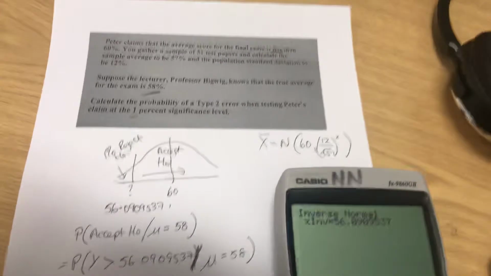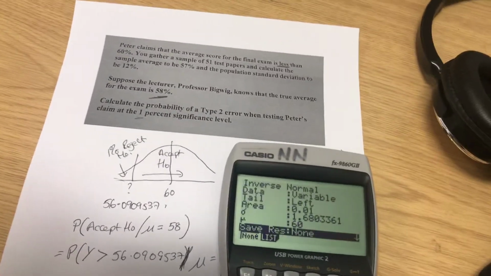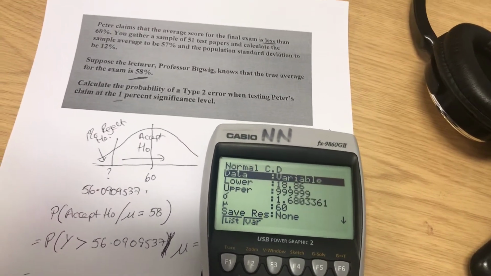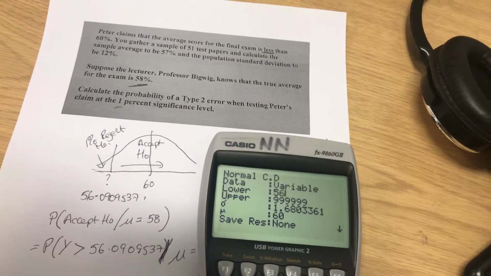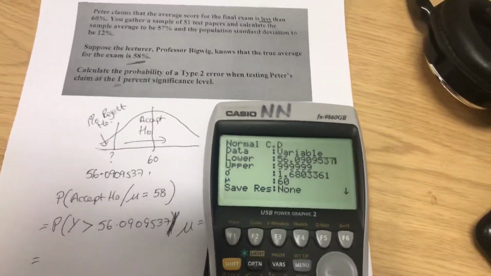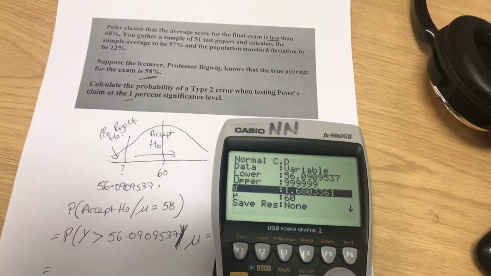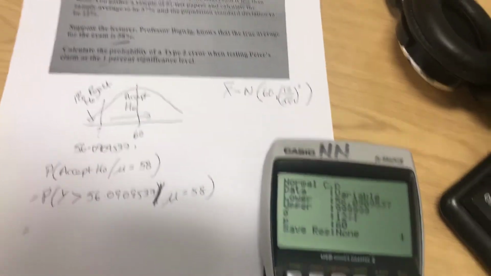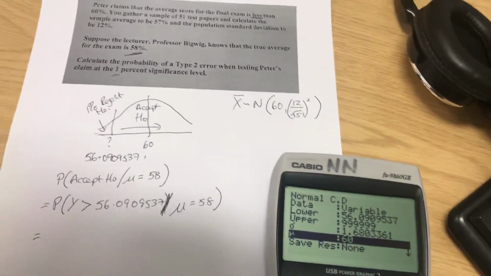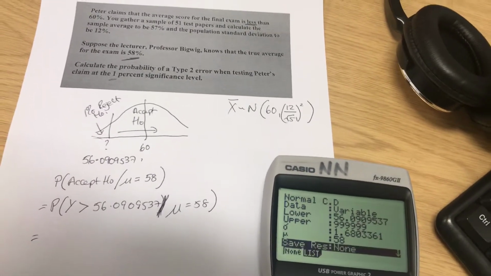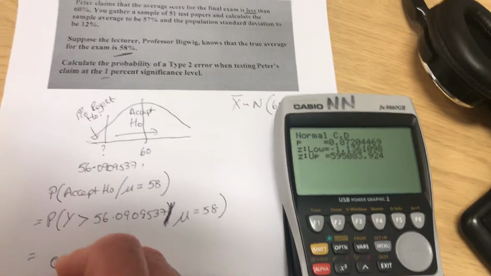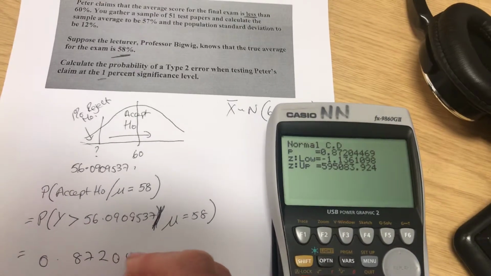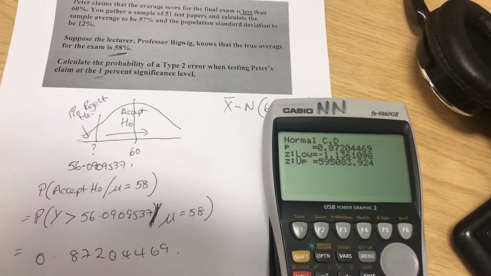Well, that's easy enough. We just stick it in our calculator. We now just need to go to distribution, normal, cumulative. We want greater than that value, so we want 56.0909537 all the way up to 99999. We have 12 divided by root 51 because it's standard error. But our new mean is 58. And I've got 0.87204469, so approximately equal to 0.8720.